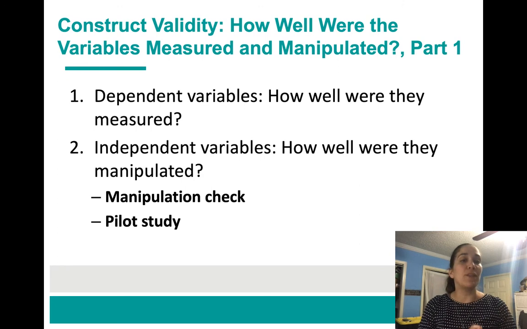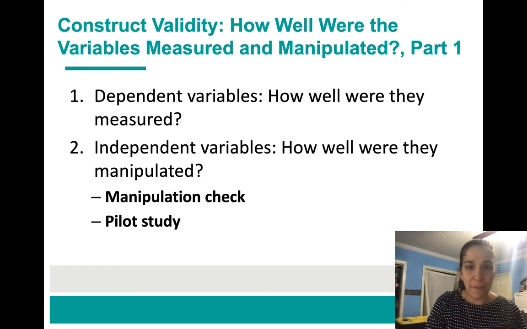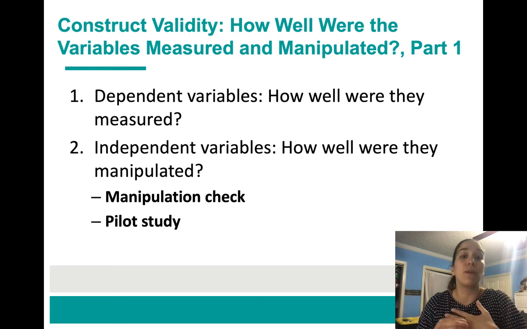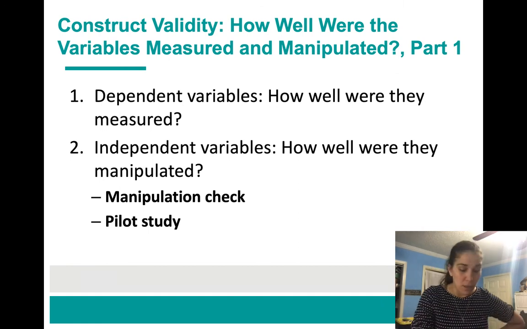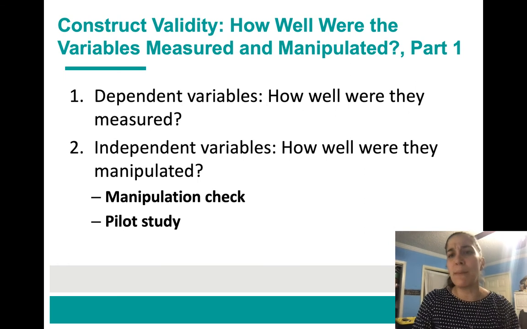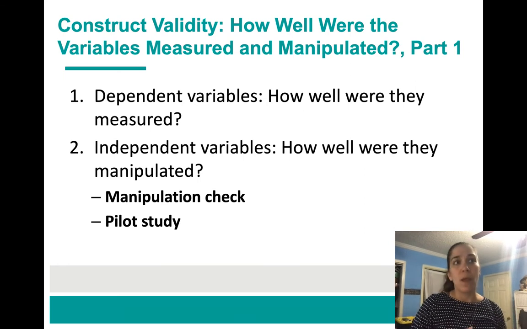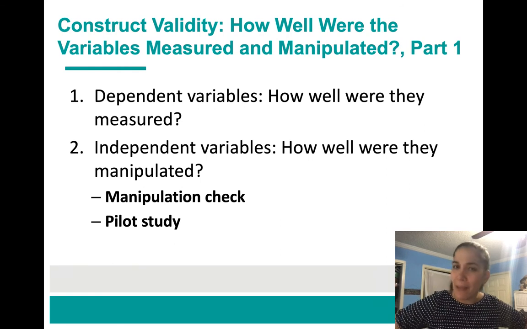You have to worry about this for both the dependent and the independent variable. For the dependent variable, how well was it constructed? How well was it measured? So for example, in the chocolate study where they had to rate how much they like chocolate, I can give you a simple 1 to 10 scale. But in something more complicated like empathy, right? How do you measure empathy? How empathic do you feel?